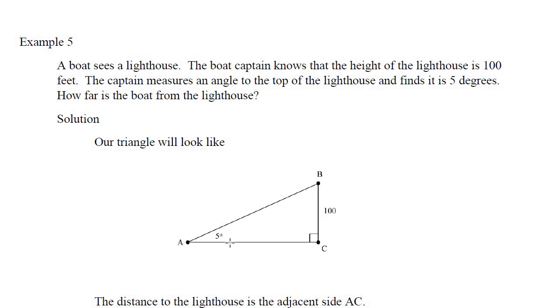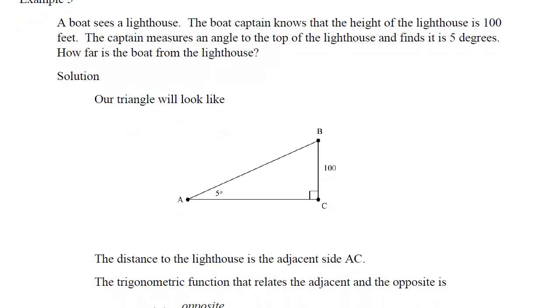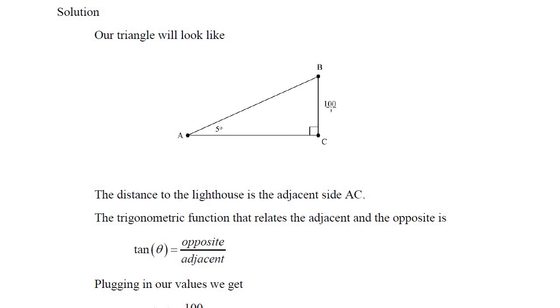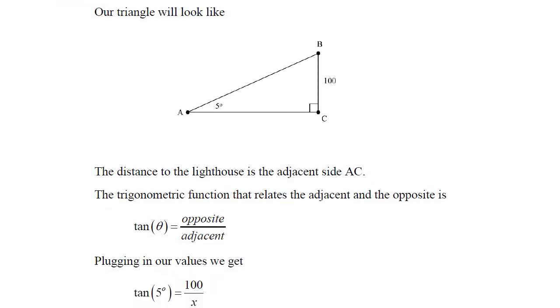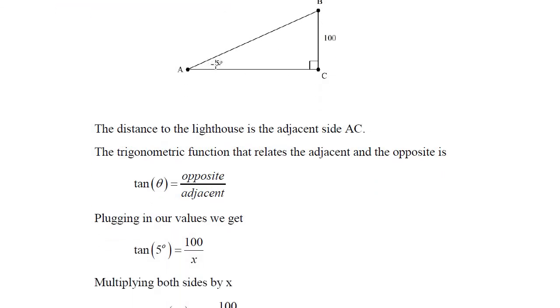And we want to find out how far my boat is from the lighthouse, the straight line distance, or I should say the shortest distance. So our triangle will look something like this, and we want to find the length of my adjacent side. So again, I've got my opposite side, I need to find the adjacent side, and I have an angle. So that's going to use my tangent like I did in the previous example. So the tangent of theta is going to be the opposite divided by the adjacent. If I plug in my numbers, that gives me the tangent of 5 degrees is equal to 100 divided by x.